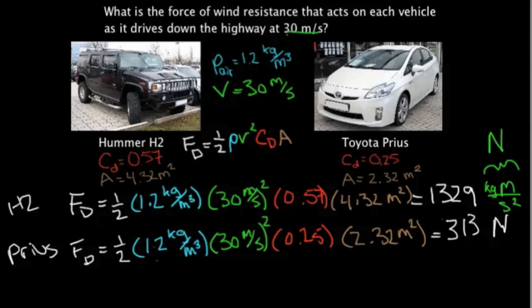Okay, so that should be pretty eye-opening here. Probably not a surprise, but the Hummer is clearly not nearly as efficient at moving air past it as the Prius is. Engineers spent a lot of time designing the Prius so it would be efficient at moving through the air.